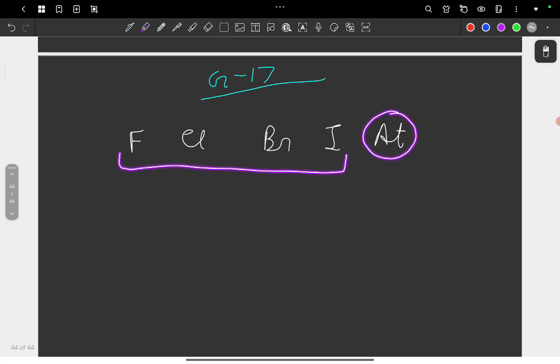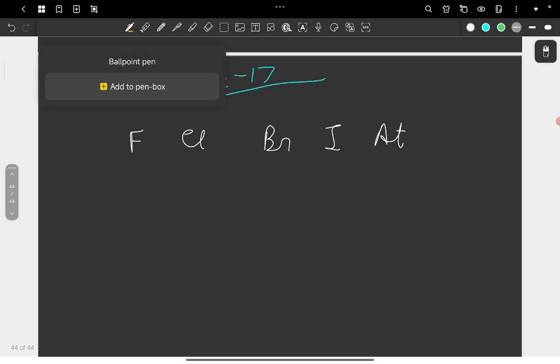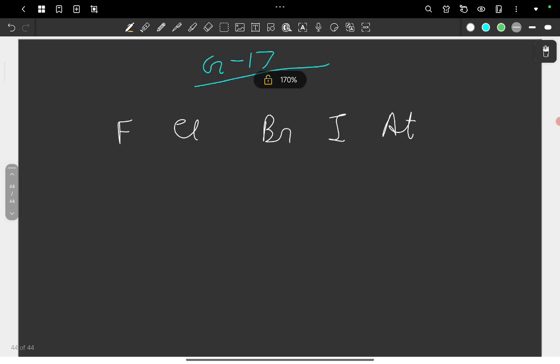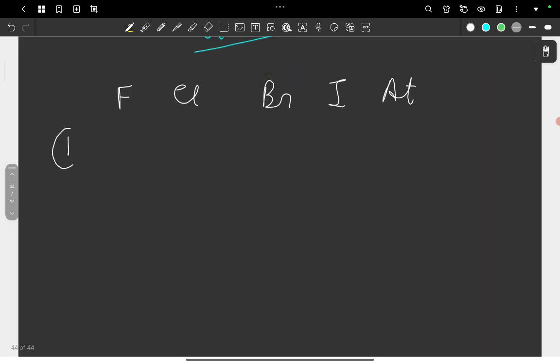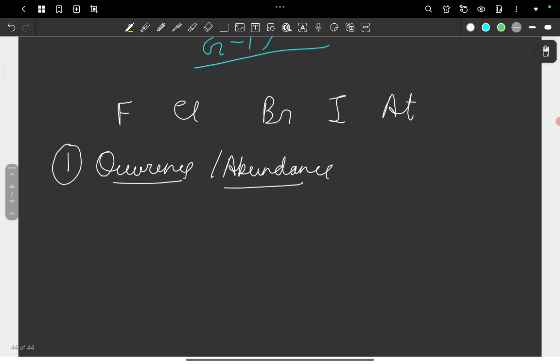And astatine is just basically we haven't established its chemistry yet, so we aren't going to talk much about astatine. But other than that, let's begin our journey of P block elements. Fluorine and chlorine are very abundant, but iodine is less abundant. So let's talk about occurrence or abundance first. This is how we always begin our lecture.